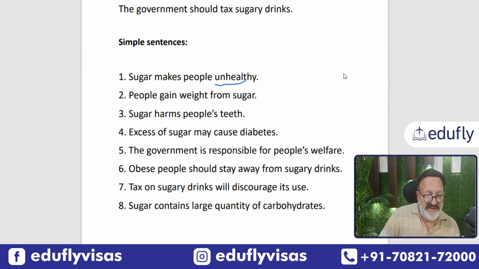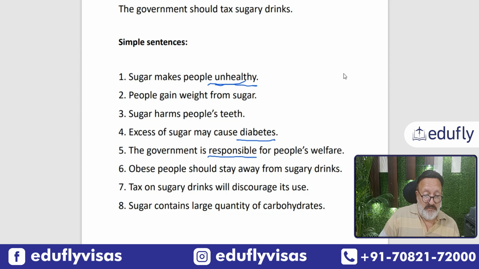Now, second is people gain weight from sugar. Of course, they gain weight because a lot of carbohydrates. Sugar harms people's teeth. Excess of sugar may cause diabetes. Diabetes is when you have sugar problem, excess sugar problem. The government is responsible. Now, this is again a topic vocabulary, responsible. If we are talking of government, so responsible word surely comes because government is responsible for people's welfare.